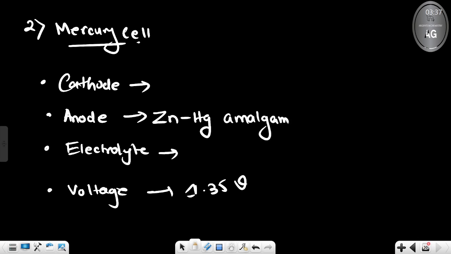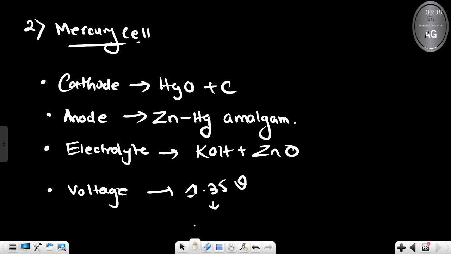Zinc mercury amalgam will be the anode, and the cathode will be HgO surrounded by carbon. Same case as previously. Previously what was there? For the cathode, it was graphite surrounded by MnO2 and carbon. Here also the cathode is the same, but it is not graphite, it is HgO. Anode previously was only zinc. Since it is a mercury cell, it is zinc mercury amalgam. And the electrolyte that we will be using will be KOH plus ZnO. So this is a basic medium.